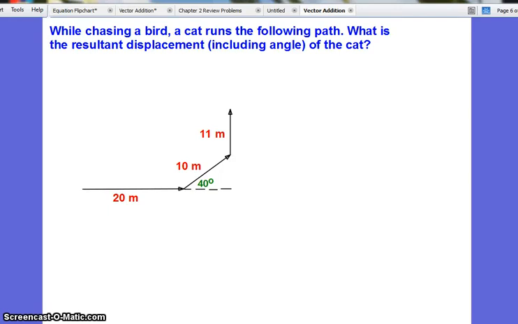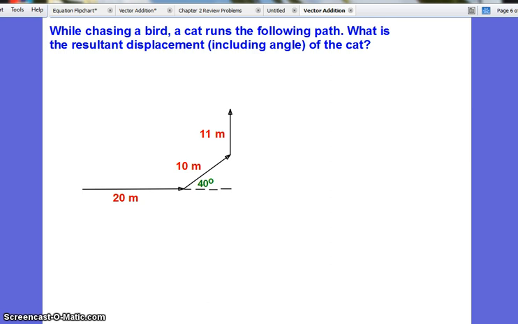This is another tutorial on vector addition, only in this case we have 3 vectors and they are not at right angles to one another. This problem says, while chasing a bird, a cat runs the following path. What is the resultant displacement, including angle of the cat? It doesn't matter which order we add our vectors.